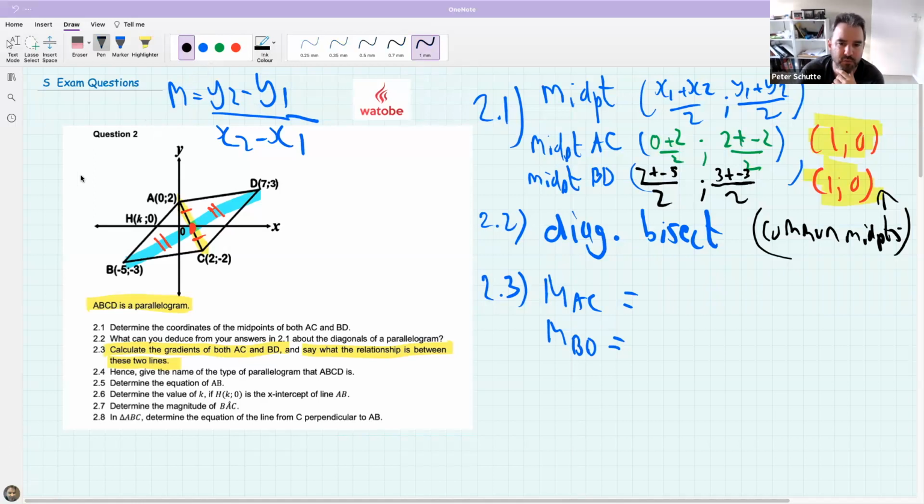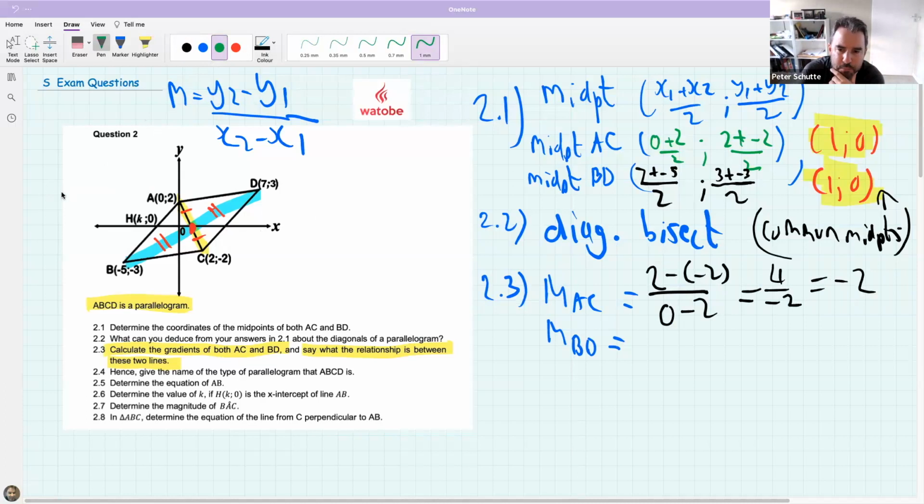Okay, so if we think of the gradient of AC, I'm going to go 2 minus minus 2, and then I'm going to go 0 minus 2, which gives me 4 over minus 2, which gives me minus 2. And that looks like a negative gradient, so that's fine.